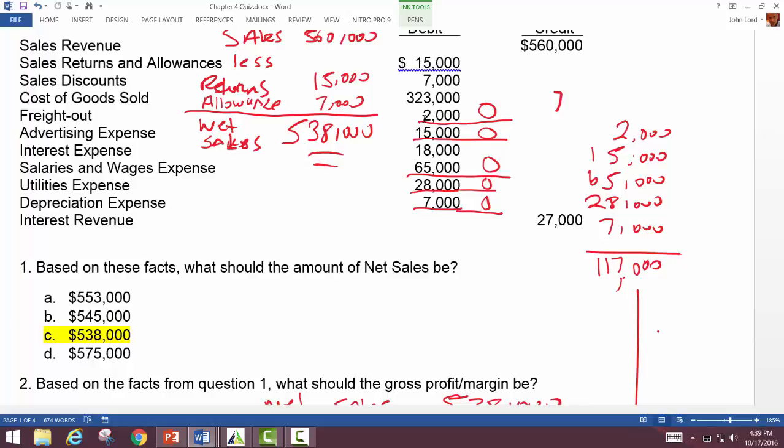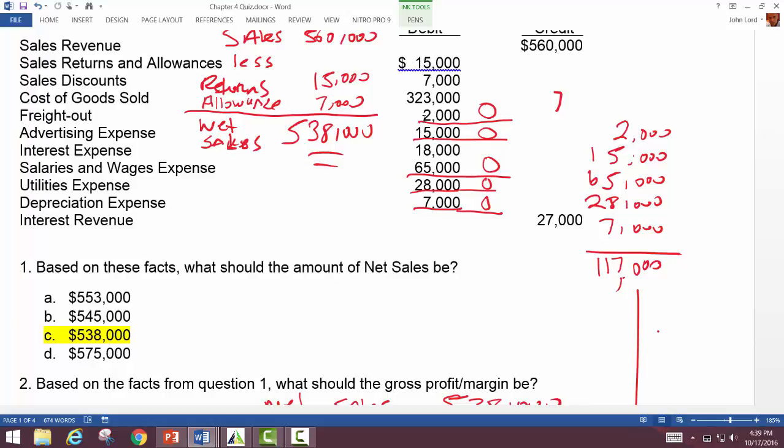What else here? Advertising expense is an operating expense? Yes? Okay. Advertising expense. How about interest? Interest is not an operating expense unless you are a bank, and then it's part of your day-to-day operations. Remember, our operating expenses are the day-to-day operations, right? Okay, good. Salaries and wage expense is an operating expense. Utilities, operating. Depreciation is operating.